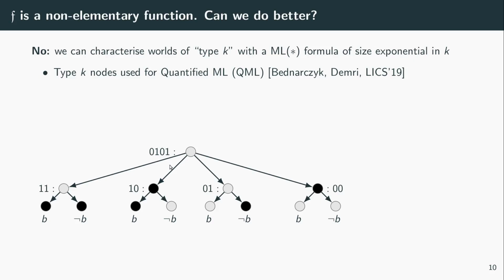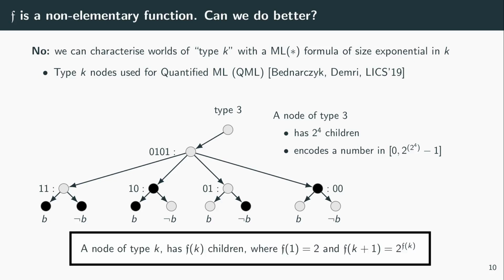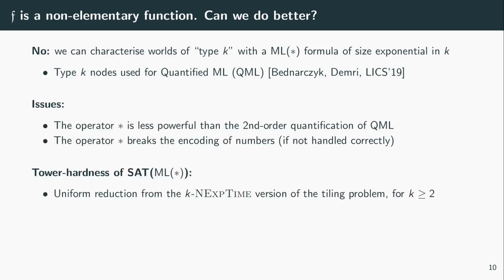Now, a node of type 3 will have 16 children, because I will have a 4-bit number for every possible value, and it will itself code a number between 0 and 2 to the 2 to the 2, minus 1. So in general, a node of type k will have f of k children, where f is the iteration function of base 2.